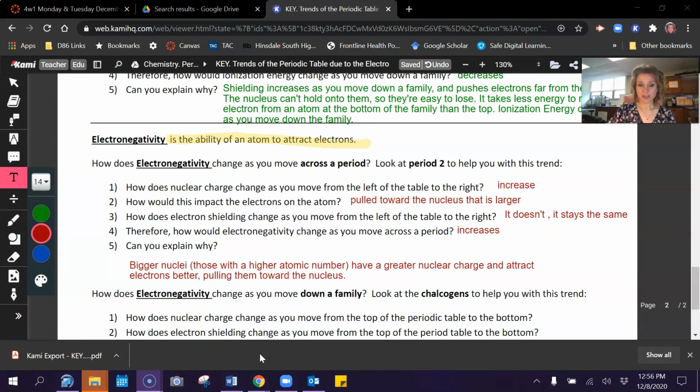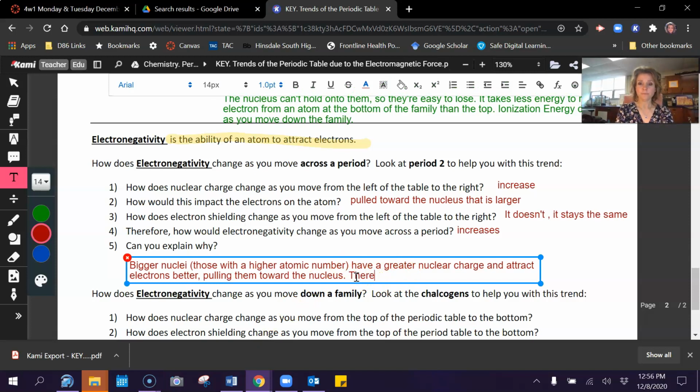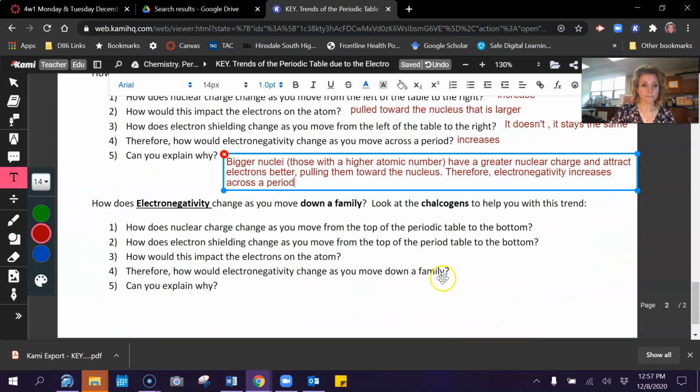And here's the answer that I created. Bigger nuclei, those with a higher atomic number, have a greater nuclear charge and attract electrons better, pulling them toward the nucleus. So therefore, I forgot this part. Electronegativity increases across a period. All right, there we go.